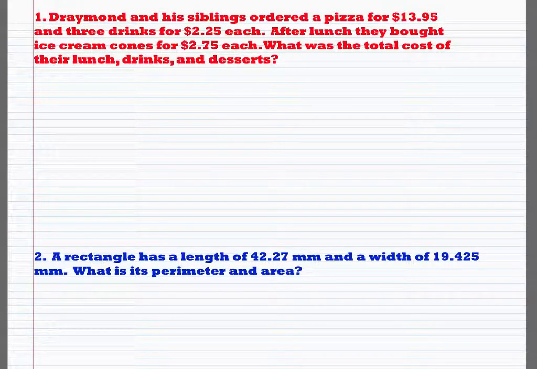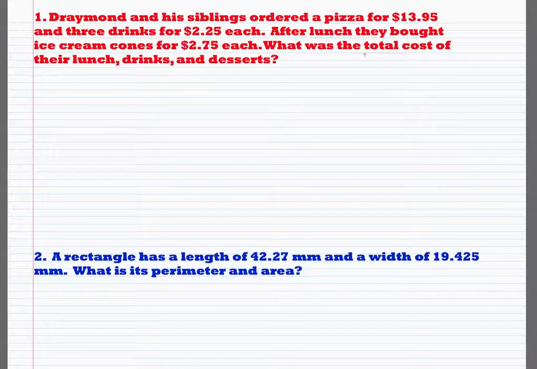Alright, this is a review of the homework I assigned on February 28th. It coincides with 1.1 in Decimal Labs. So let's get started. The first one: Drummond and his siblings ordered a pizza for $13.95 and 3 drinks for $2.25 each. After lunch, they bought ice cream cones for $2.75. What was the total cost of the lunch, drinks, and desserts?